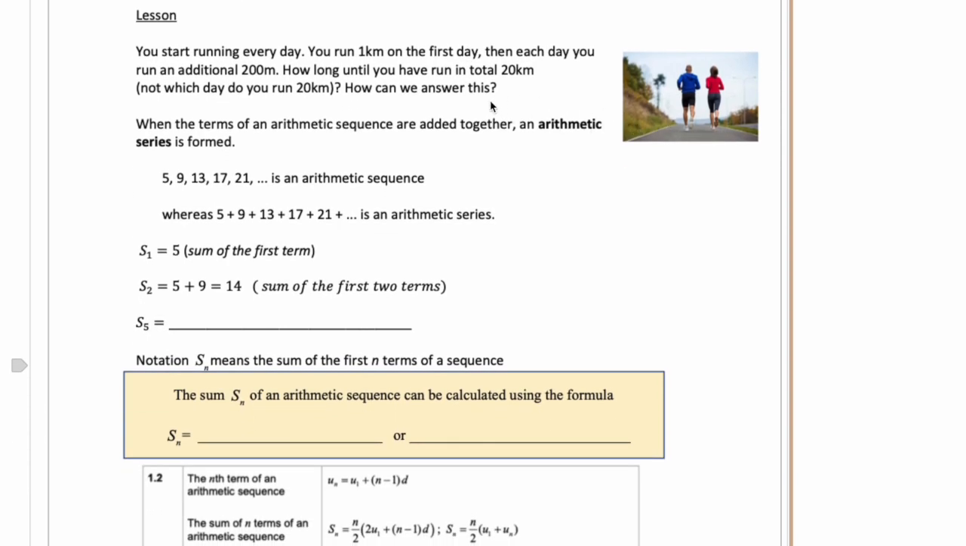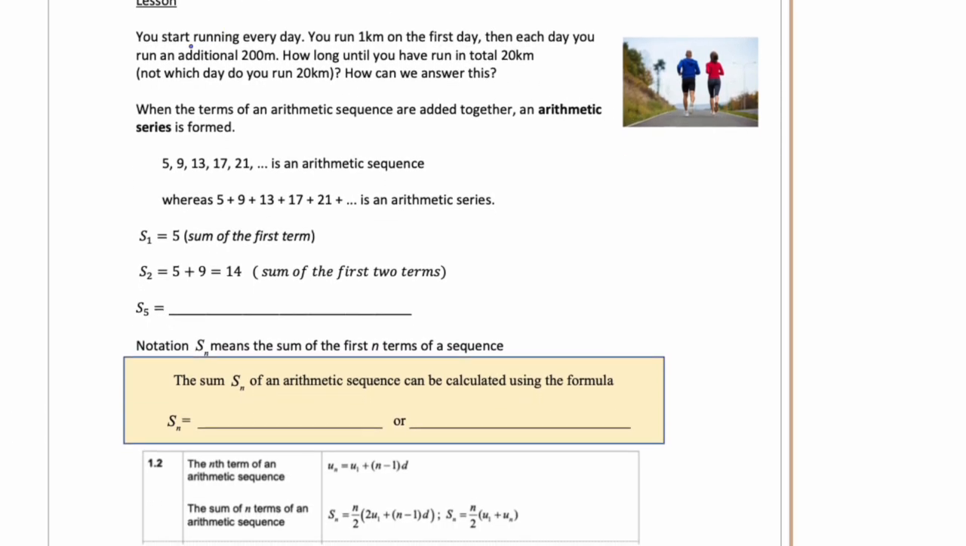Okay, so let's take a look at this first example. You start running every day, 1 kilometer on the first day, and then an additional 200 meters, or 0.2 kilometers, we'll call it. How long until you run a total of 20 kilometers? Okay, not 20 kilometers one day, but a total of all the days. Okay, so we're going to be answering this question in a bit.